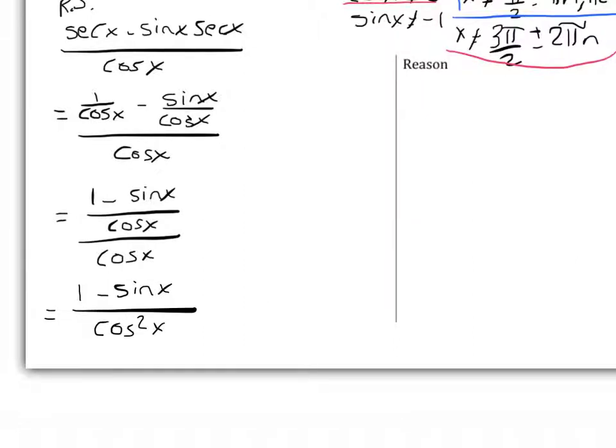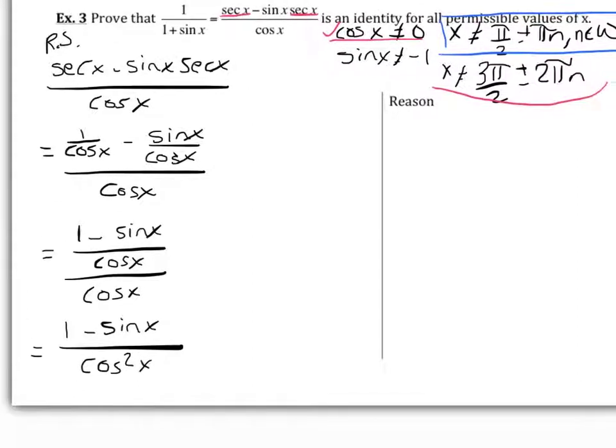Oh, well, let's see what I want. I need 1 over 1 plus sine x. I feel like I have something really close. Since I have cos squared x, again, the first thing that comes to my mind is Pythagorean identity.